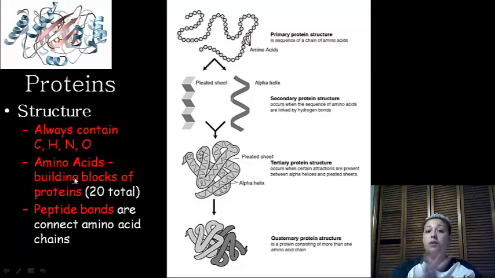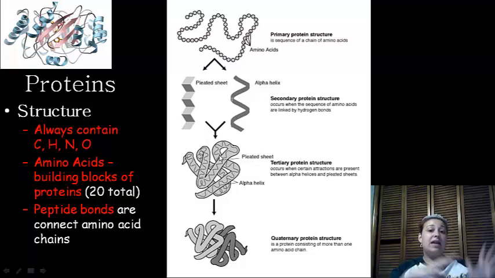Now, there are a whole bunch of different amino acids, and they can be combined in many different ways. How we combine them is with a peptide bond, also sometimes known as a polypeptide bond, and we connect amino acid chains. Now, we have a chain right here, which is going to be our primary structure. Then, depending on how that chain folds, if it folds in on itself, we get beta-pleated sheets. But if it curls around, that's going to be our alpha helixes. So our beta-pleated sheets and alpha helixes are our secondary protein structures.